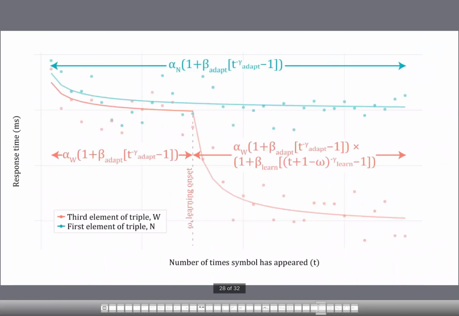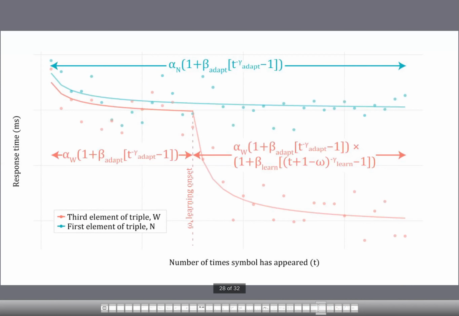About the details, one is the blue greenish one on the top. That's for the word N, which is the first element of the triplet. Because W we know is N-I-W, that's always appearing that way. So for some people, who are going to be clustered as learners, you're just going to have a shorter response time for that, and that's being captured by this model in red.